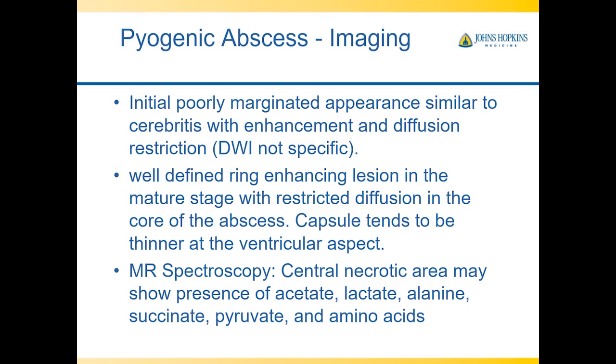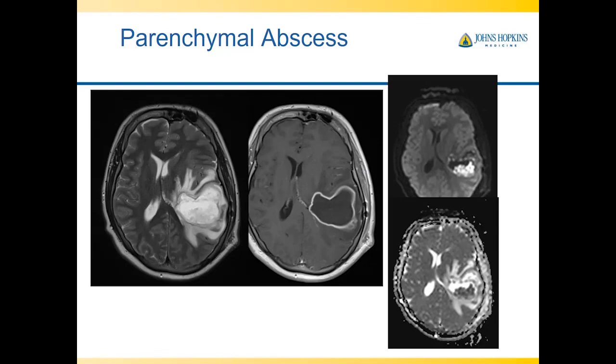MR spectroscopy has also been performed where the central necrotic area shows the presence of lactate, acetate, or even some of the amino acids in there. Typically, this is done with a low TE technique for elucidation of these findings. So this is an example of a parenchymal abscess, a large left temporoparietal rim enhancing abscess with heterogeneous contents, which show restricted diffusion in the portion of the abnormality that is slightly hypointense on the T2 weighted images, not so much anteriorly. This is a parenchymal abscess that shows significant surrounding vasogenic edema and the associated mass effect with midline shift.